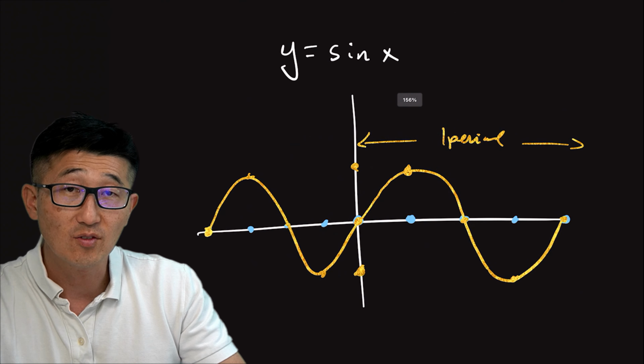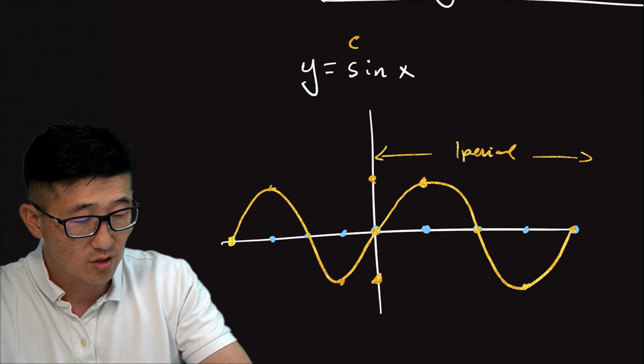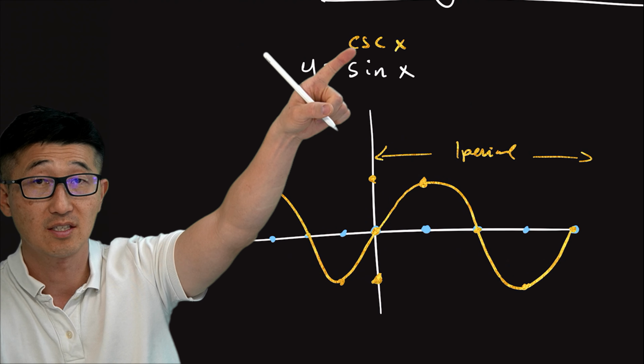All right, now watch this. With sine graphs, you can also graph the cosecant graph, the cosecant of x.